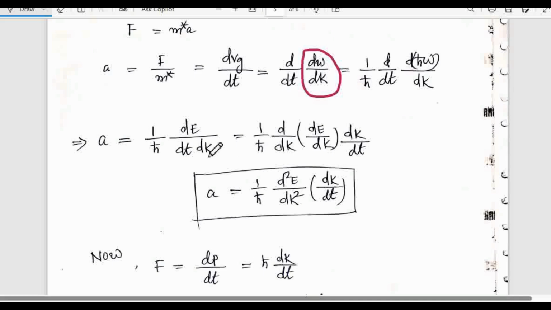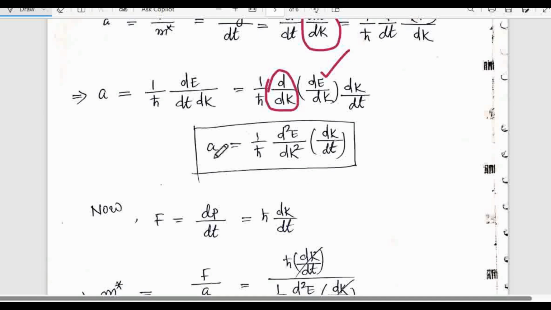If you do some further modification, you will get 1 by h cross d by dk of dE by dk, times dk by dt. Differentiating this term, you will get 1 by h cross d square E by dk square times dk by dt. So this acceleration is proportional to this term.